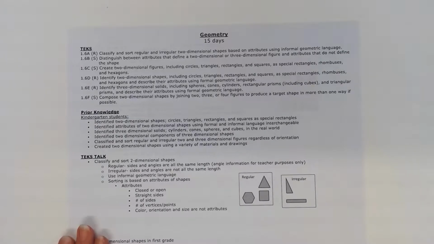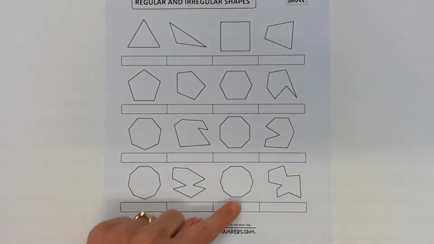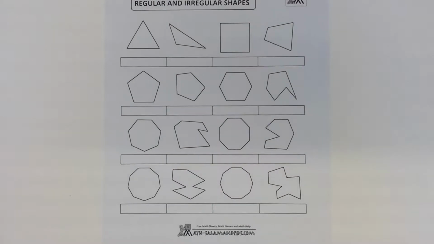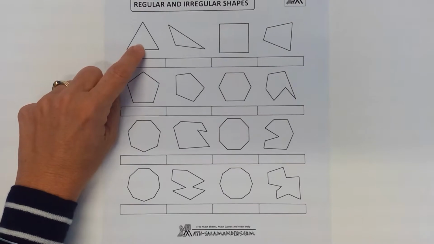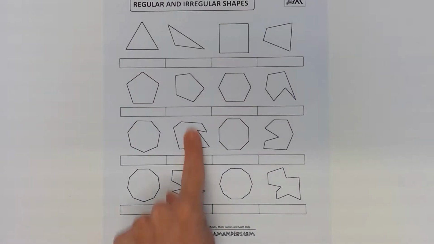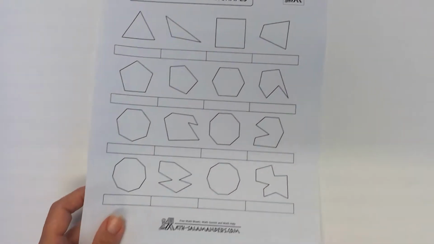So one of the things the students are going to be looking at is to classify and sort regular and irregular shapes. This sheet just shows you some regular and irregular shapes. This first column and this third column show you examples of regular shapes. All of the sides are the same length. All of the angles are the same in each of these shapes. Whereas the second column and the fourth column are irregular shapes. The sides are different lengths and the angles are all different. So students have to be able to classify and sort shapes based on regular or irregular.